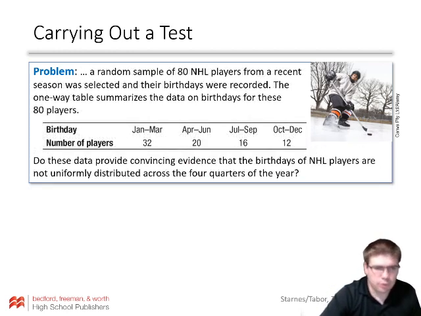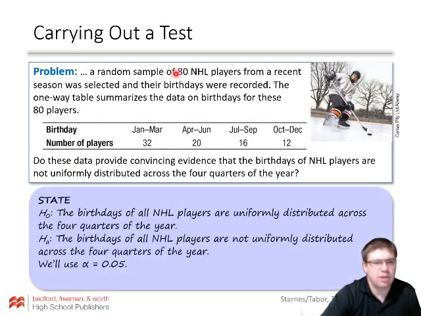So we have to go through the full State, Plan, Do, Conclude process. Our null hypothesis is that the birthdays of all NHL players are uniformly distributed across the 4 quarters of the year, or the proportions for NHL players in each quarter are the same, all 1/4. The alternative is that the birthdays of all NHL players are not uniformly distributed across the 4 quarters of the year, and we're going to use an alpha level of 5%. So that would be our state. Again, you could also do this writing out the proportions, but I recommend just doing this in words. You could also just say it fits a uniform distribution. We're going with that goodness of fit test.